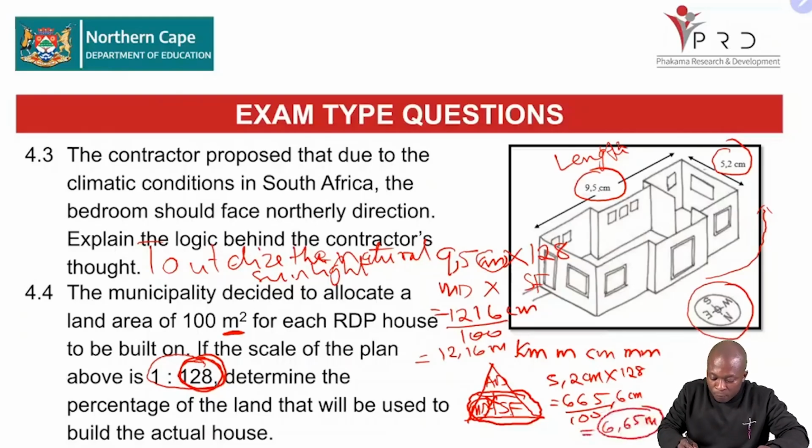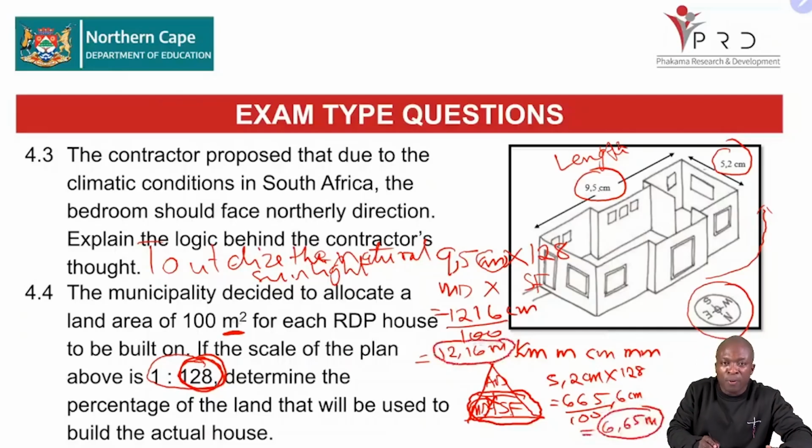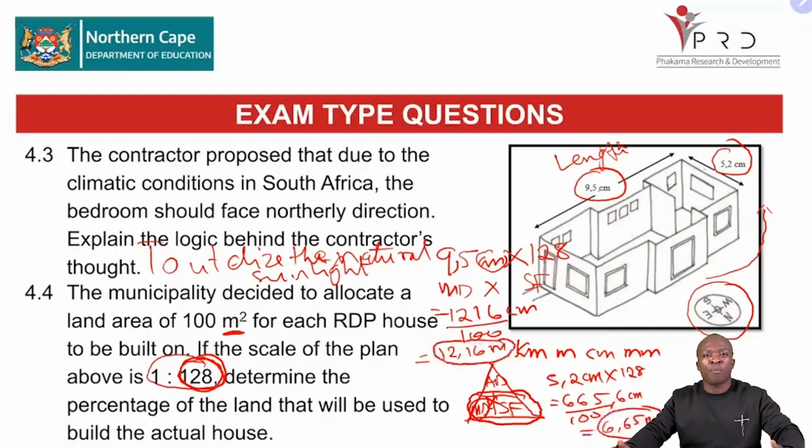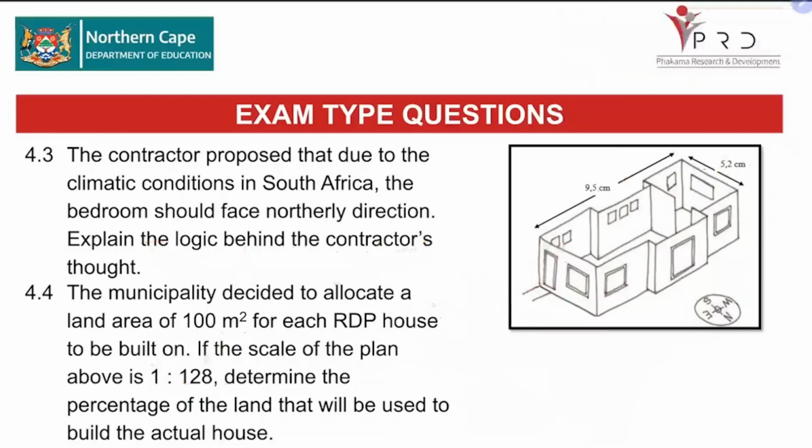And the 9.5 in real life, it is what? 12.16 meters. So what do we do then? Now we have to find the area in meters squared. Remember, to find it in squared, it means you would have multiplied two values. So in our case here, we need to multiply the length and the width. So what do we need to do now?